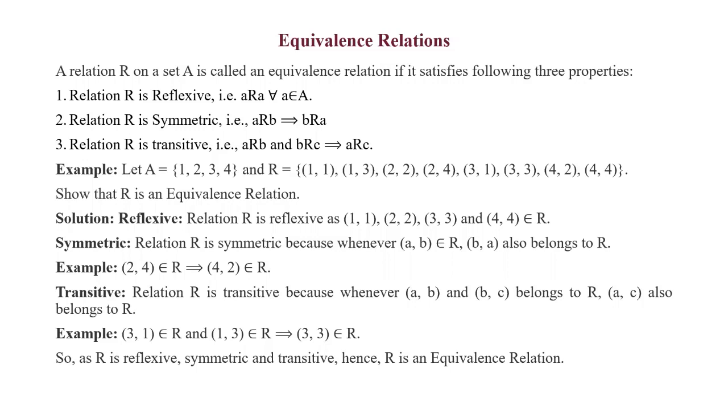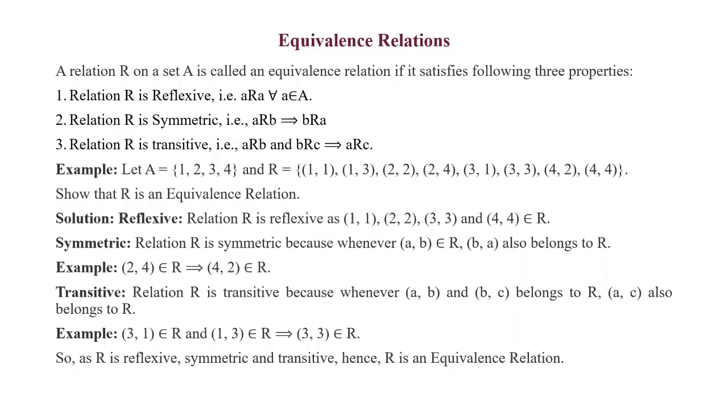Now, today we will cover our topic, that is equivalence relation. So, what is this equivalence relation? A relation R on set A is called an equivalence relation if it satisfies the following three properties. First, relation R is reflexive. Second, relation R is symmetric. And third, relation R is transitive.